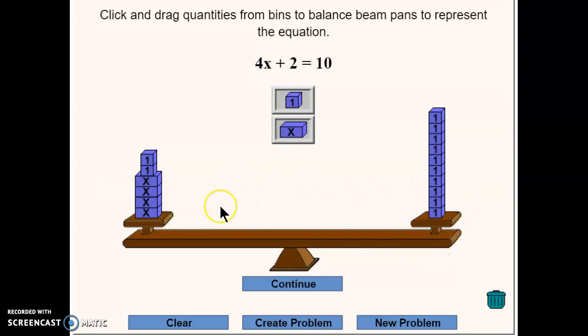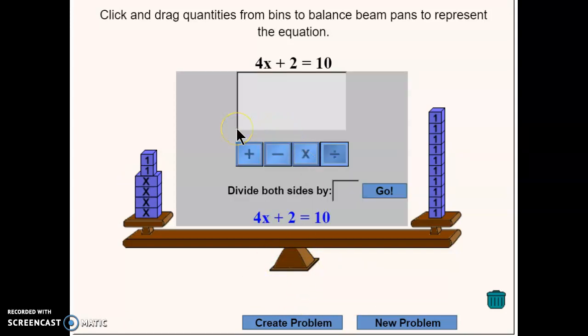This is a visual way to see an equation. 4x plus 2 is exactly equal to 10. So it's a balance. The left hand side is the same as the right hand side. Now we're going to solve the equation using this balance. Once you set up the equation, you click continue. Now you're allowed to move something. You can add, subtract, multiply, or divide, so long as you do the same on both sides, it stays equal.